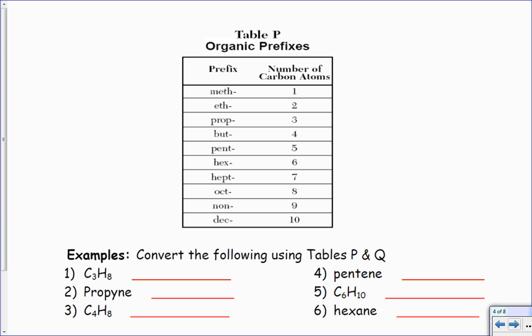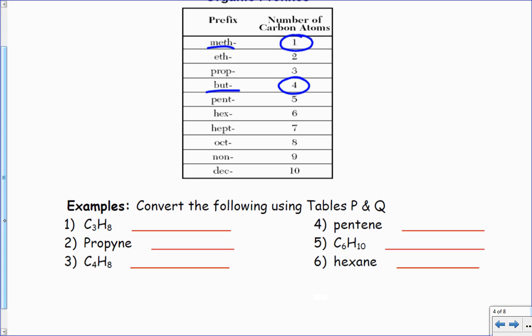Next piece of the reference tables, Reference Table P. These are going to give me my prefixes for these organics. If I count the number of carbons, if I have 1 carbon, it's going to start with meth. If I have 4 carbons, it's going to start with but. It's that simple. So this is going to help me name these things. And unfortunately, there's an ine, this is supposed to be all anes, Mr. Milks, and one snuck in on me.